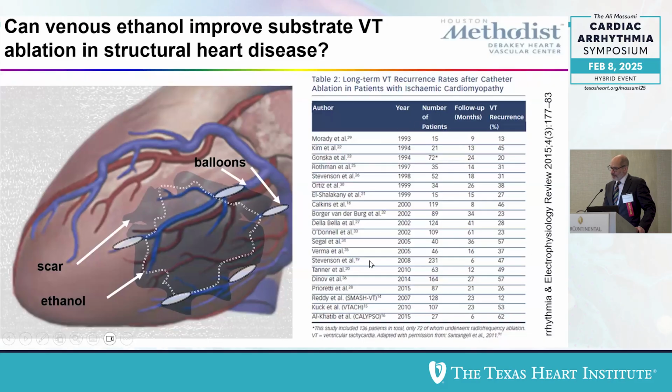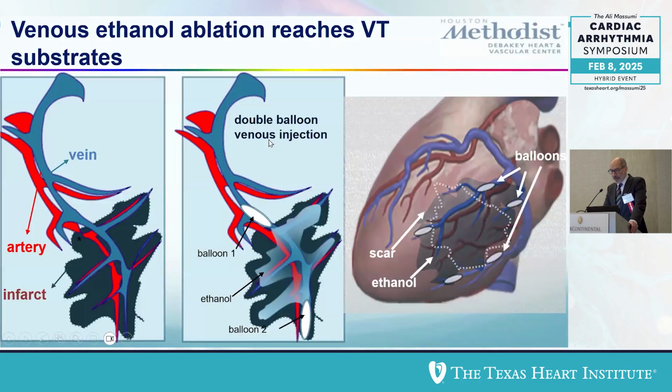This is just a list of studies looking at VT recurrence rate with standard ablation, with radiofrequency, whether it's endo or epi or combined. Usually you can see that recurrence rates can go from up to 62%, 13%. So we're not doing a great job in VT ablation in structural heart disease. And the most likely reason is intramural substrate that we don't reach with radiofrequency, either endo or epi.